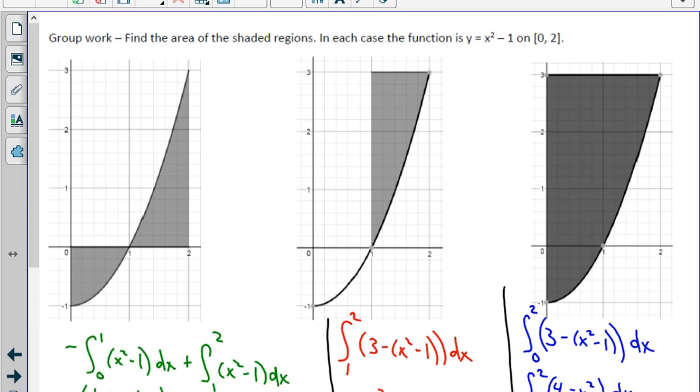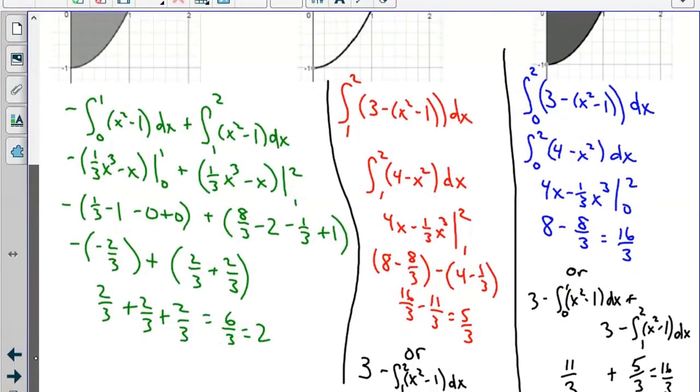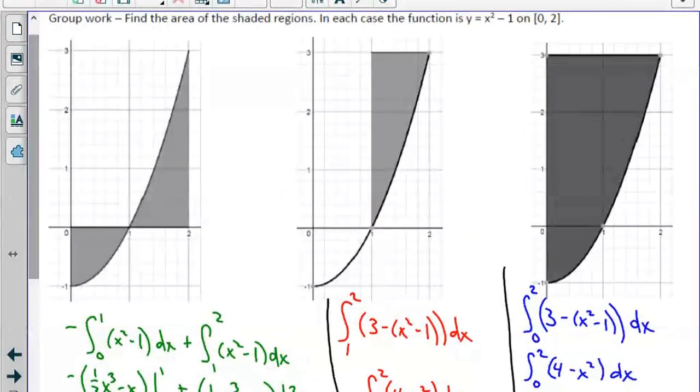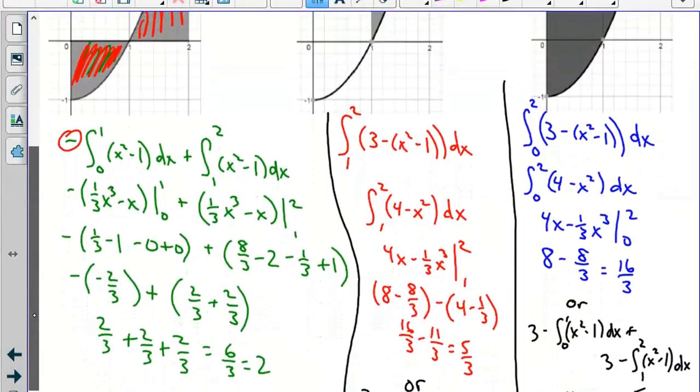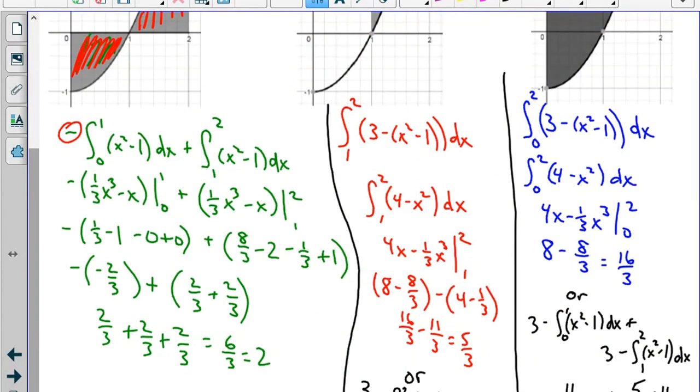So the area of the shaded regions, I did this in 2 different ways for most of these problems. So the first one, we have this area, which is going to be negative. So I'm going to have a negative sign here in order to cancel that out and basically make it positive for me. And then we're going to add it to this integral. So I have negative integral from 0 to 1 plus positive integral from 1 to 2.